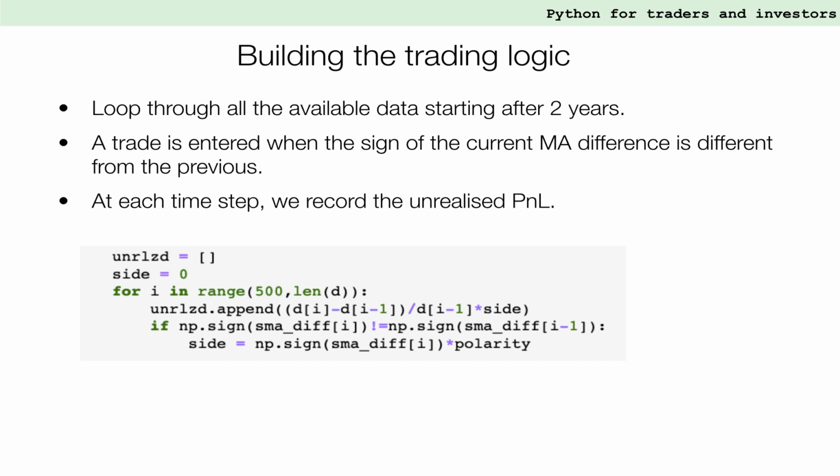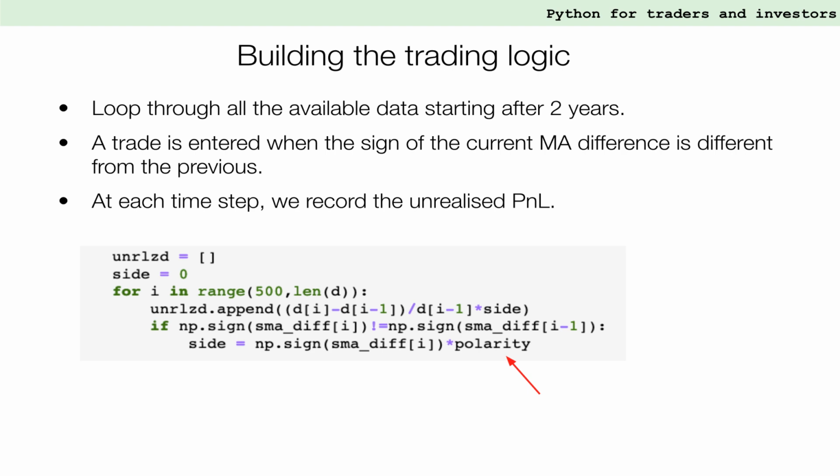We loop through all the available data starting after 2 years to avoid the initial NANs or invalid data points. A trade is entered when the sign of the current moving average difference is different from the sign of the previous moving average difference. Depending on which way our MAs cross, we trade from the long or the short side, and the polarity variable gives us the flexibility to run the system from the opposite side.